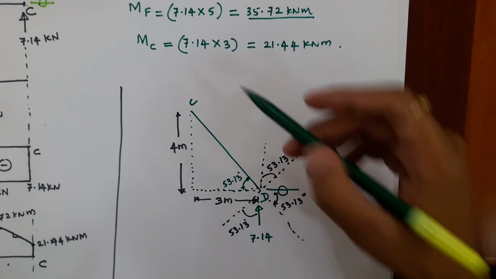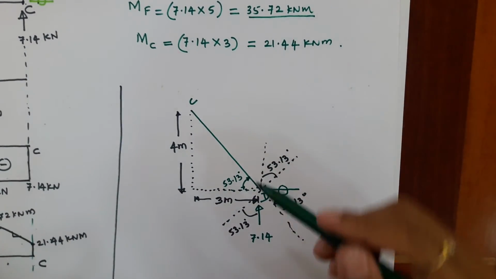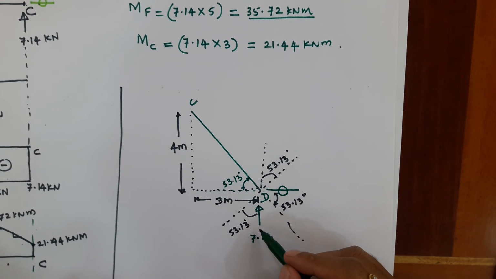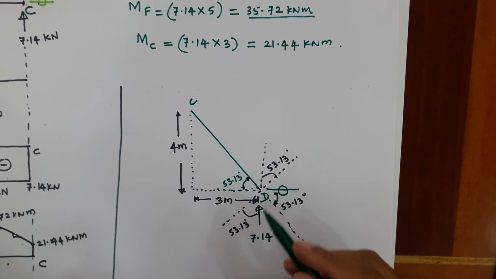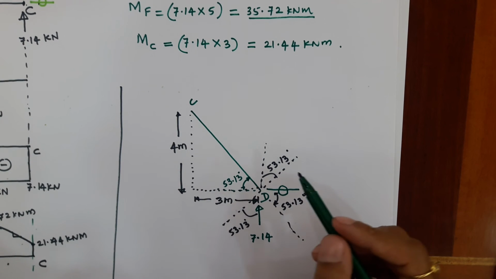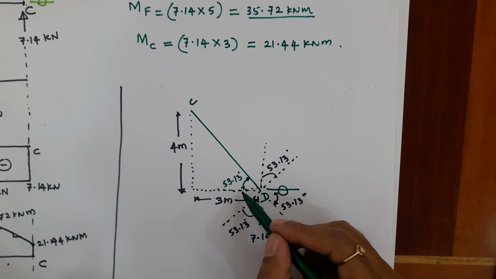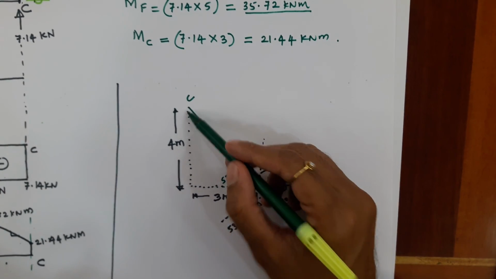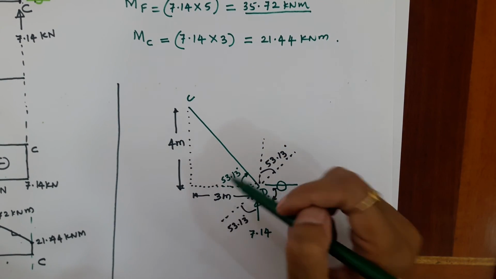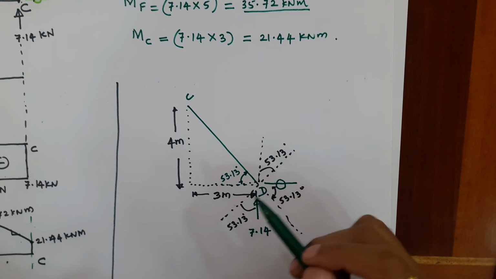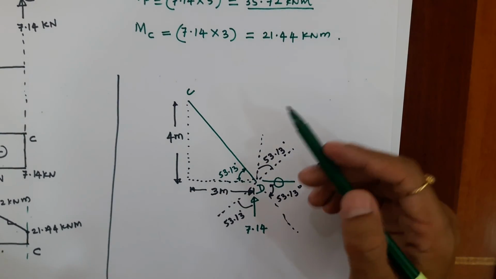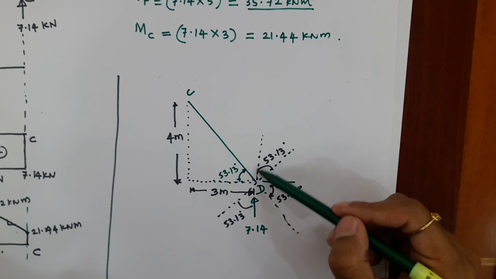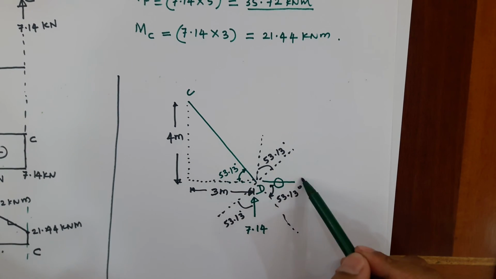Now lastly, going for part CD. Now we know that there is already reaction VD 7.14 and no horizontal reaction. Now let me calculate this angle first. So tan theta is opposite by adjacent, that is 4 by 3. Therefore theta becomes 53.13.